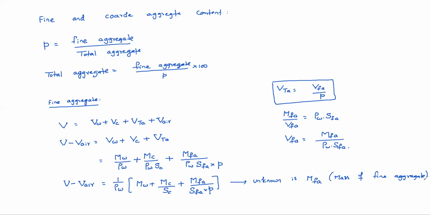So you can get a GATE question based on this also. They are based on this formula. It's very simple only. Volume-mass conversion, it's very simple thing. Okay. Similarly, coarse aggregate.